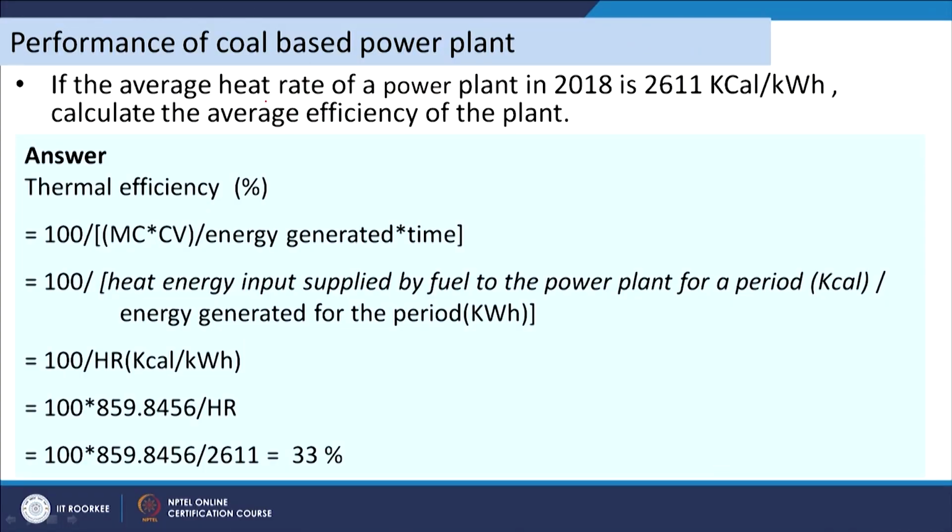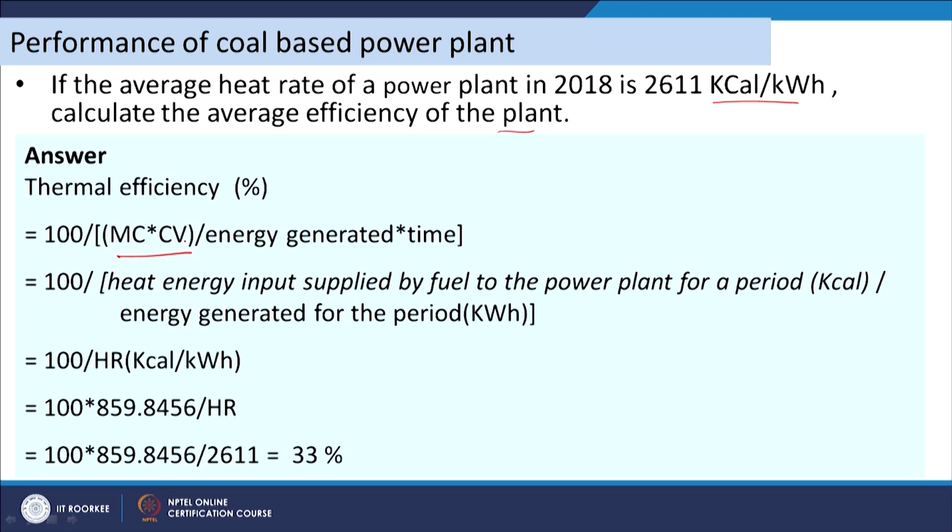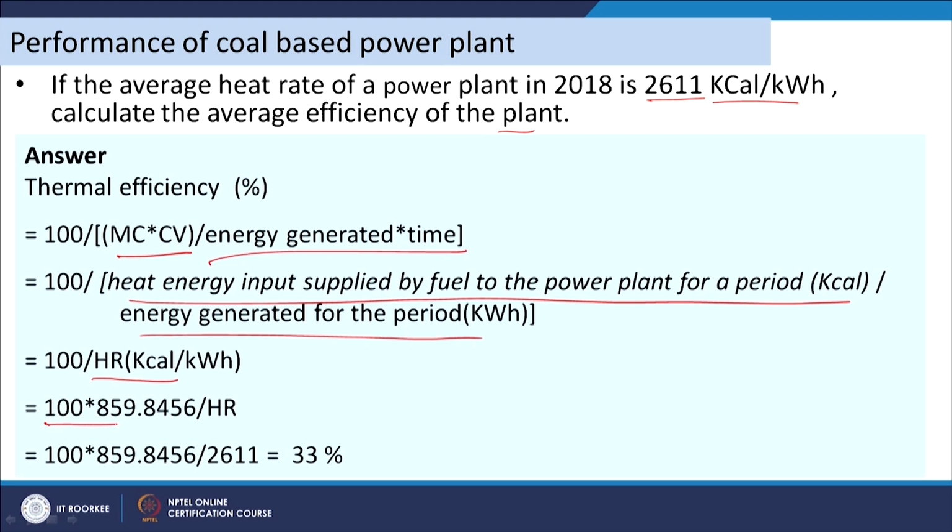So, I will show you an example. If the average heat rate of a power plant in 2018 is 2611 kilocalorie per kilowatt hour, then calculate the average efficiency of the plant. So, how can we do it? Thermal efficiency, we know, is 100 divided by MC into CV divided by energy generated into time. So, 100 divided by the heat energy input supplied by fuel to the power plant for a period, divided by the energy generated for the period. So, what is in our case? HR is given as 2611 kilocalorie per kilowatt hour. We will be using this formula: 100 into 859.8456 divided by HR, so 100 into 859.8456 divided by 2611, as given in the statement. So, it is coming to 33%.